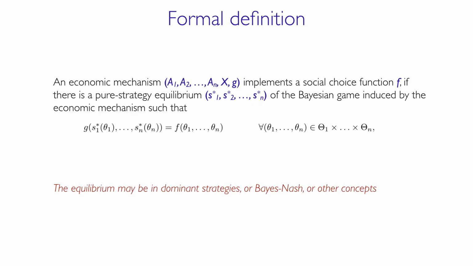Formally, an economic mechanism implements a social choice function if there is a pure strategy equilibrium of the game induced by the economic mechanism, such that the outcomes achieved by the mechanism are the same as the outcomes that the social choice function will return. Notice that the equilibrium may be of different forms, for instance in dominant strategies or Nash.